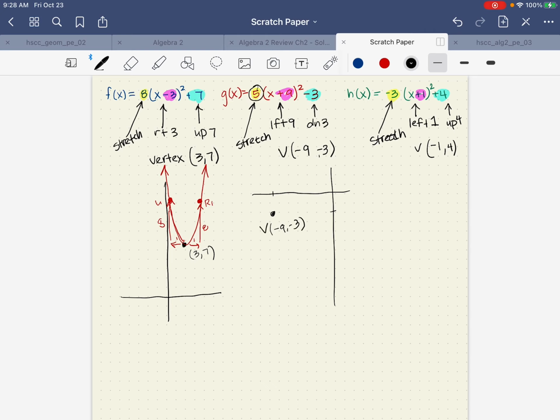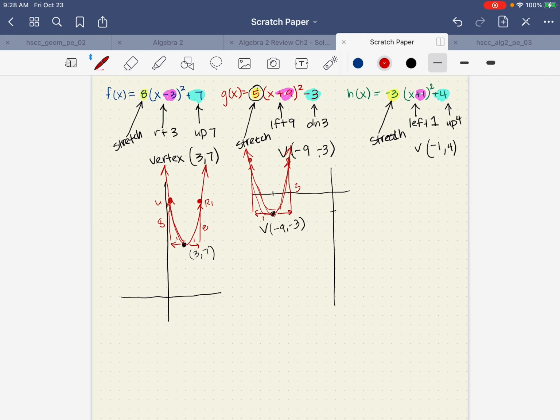Our stretch is 5. What that means is as we move over 1 space, we're going to have to move up 5 spaces. And we get our next point. And then we move over 1 space to the left, and that means we have to move up 5 spaces, and we have enough for our parabola, essentially. So we graph our parabola right there. Most important thing at this point is to remember, don't draw straight lines, right? We're drawing curves right now, quadratic curves or parabolas.